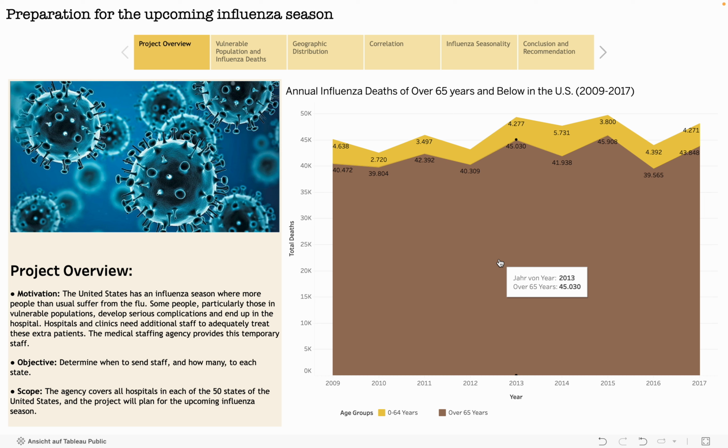Our goal is to make sure enough medical staff and resources are available to prepare for the next flu season in the US. We want to figure out the best timing and number of staff to send to each state. The scope of our analysis includes all hospitals in each of the 50 states in the US.